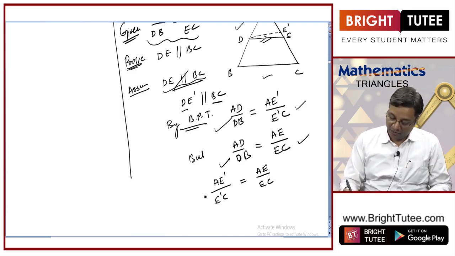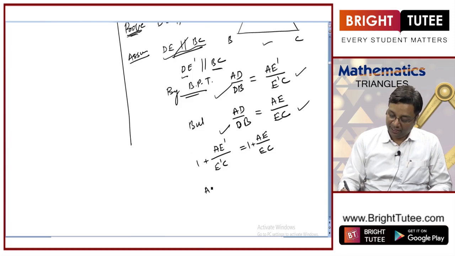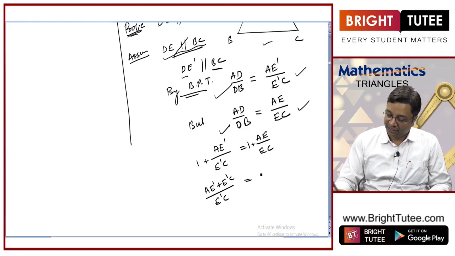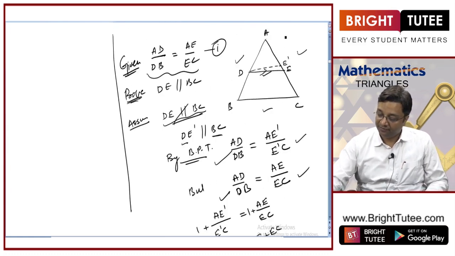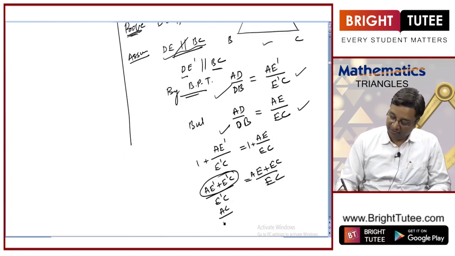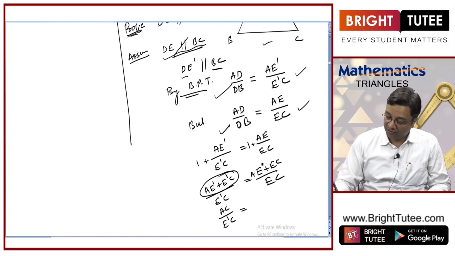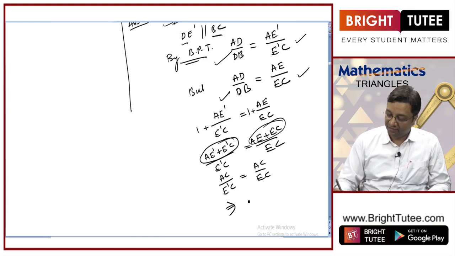Now, look at this. If you add 1 on both sides, the left hand side will become AE dash plus E dash C by E dash C, and the right hand side will become AE plus EC by EC. Now, what is this AE dash plus E dash C? This is sum of these two portions which will make it AC. So, AC by E dash C is equal to, this is also AC by EC. Hence, we can say E dash C is equal to EC.